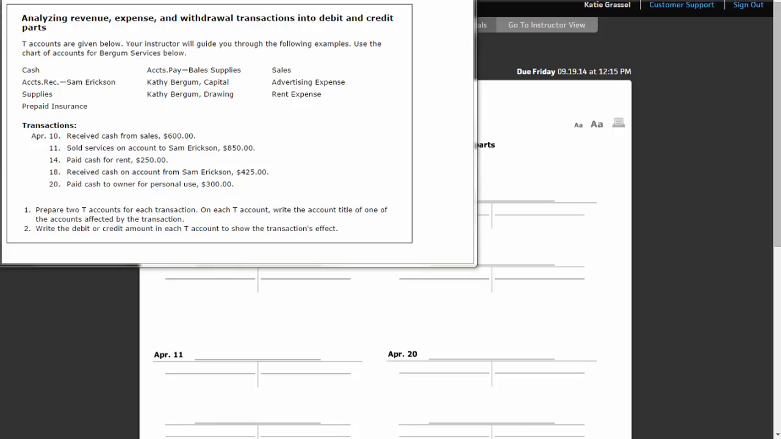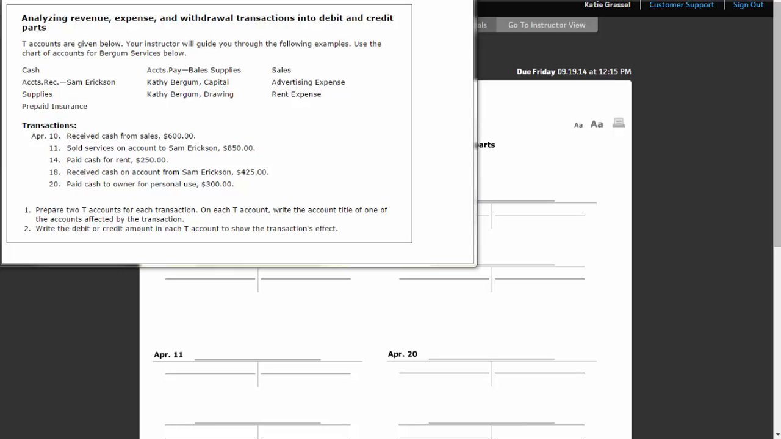When we take a look at Work Together 2-3, our instructions look very similar to what we did in 2-2. And in fact, in 2-2, it told you that we are going to be using some of these accounts just in 2-3 that we can ignore. When I look at the directions that pop up here at the very top, there are certain accounts that we really truly just ignored in 2-2. They gave them to you for you to start thinking about them, but the ones that we're going to be using specifically in 2-3 are going to be the Kathy Burgum drawing, sales, advertising expense, and rent expense.